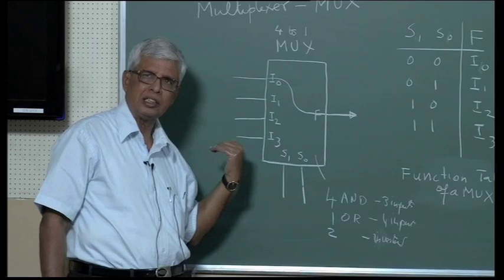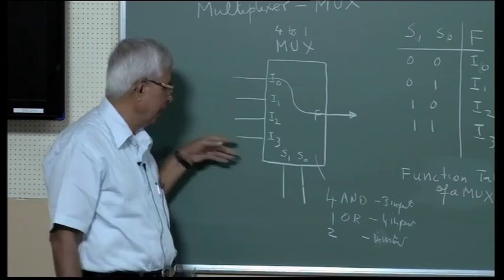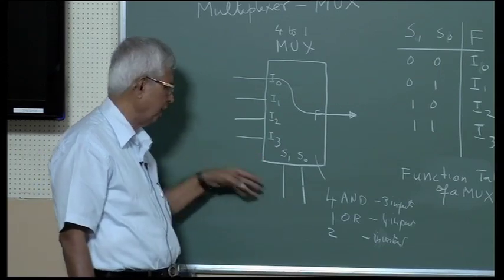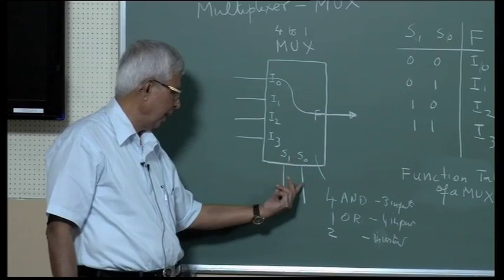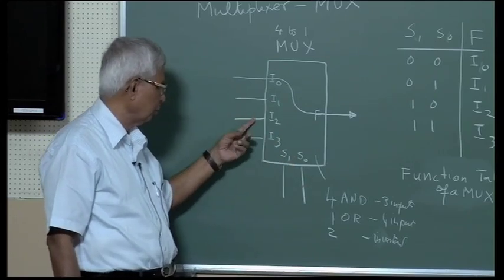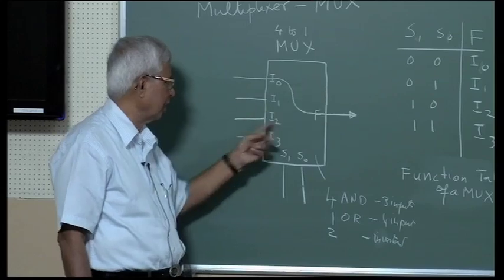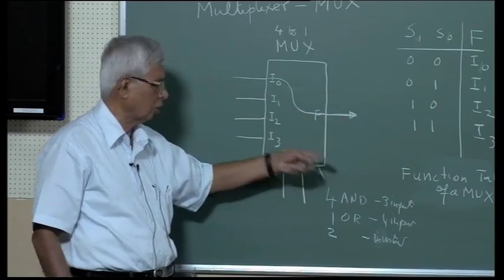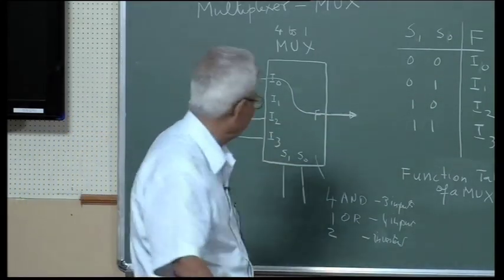The reverse of this is called demultiplexer. I have one input and 4 outputs and 2 selectors. Based on this selector, this input will be connected to this output, this output, this output, this output. I will show that to you now.